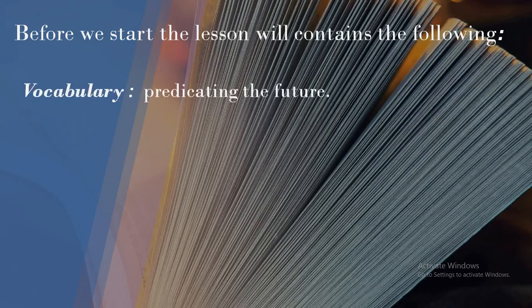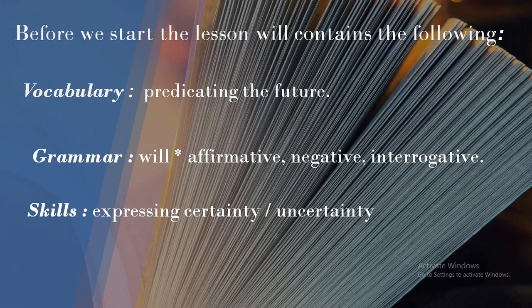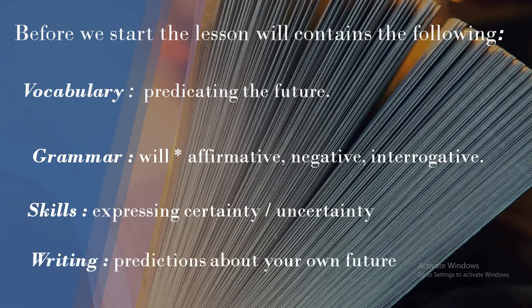The vocabulary will be about predicting the future. Grammar, we have the form of a future which is will, affirmative, negative, and interrogative. For skills, expressing certainty and uncertainty. And writing predictions about your own future.